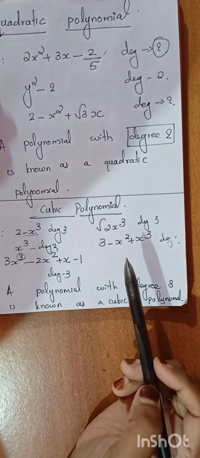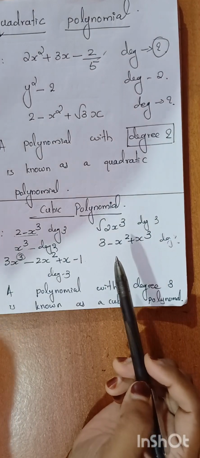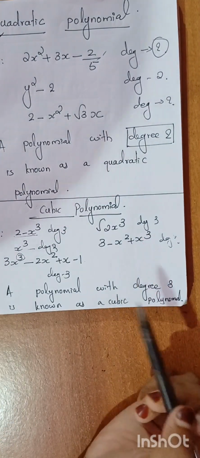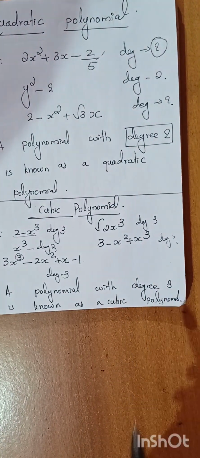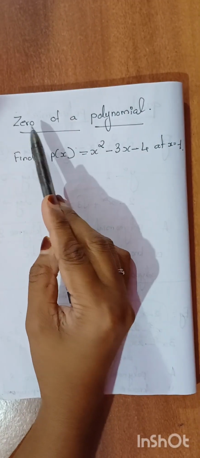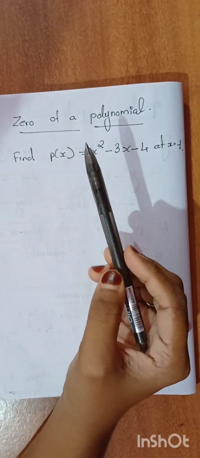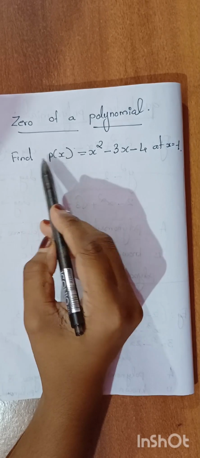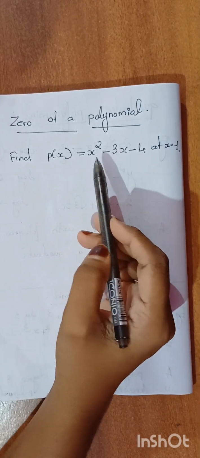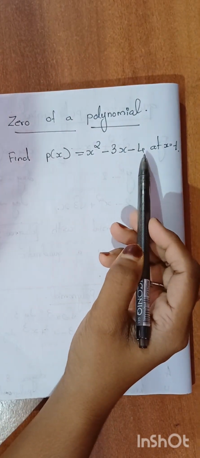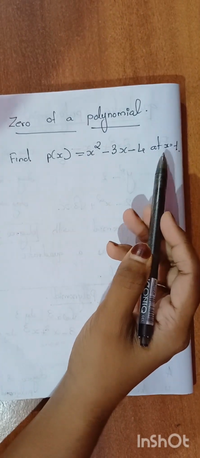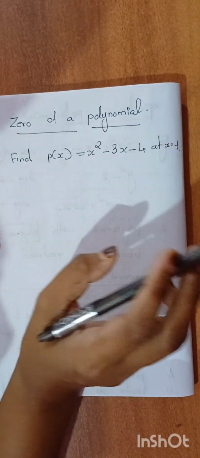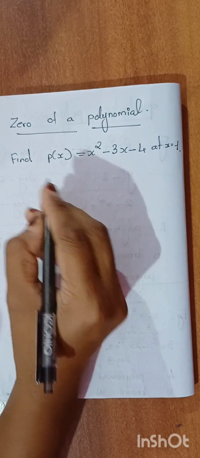If the degree is 2, that will be a quadratic polynomial, and if the degree is 1, that will be a linear polynomial. Next topic we have to study in this chapter is zero of a polynomial. I have written here, find p of x is equal to x square minus 3x minus 4 at x is equal to minus 1. That means you have to find out the value of p of minus 1.